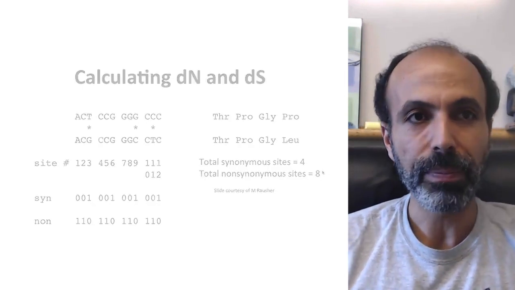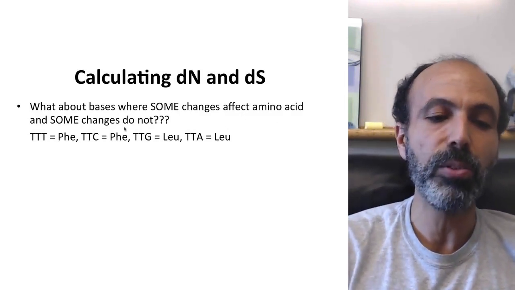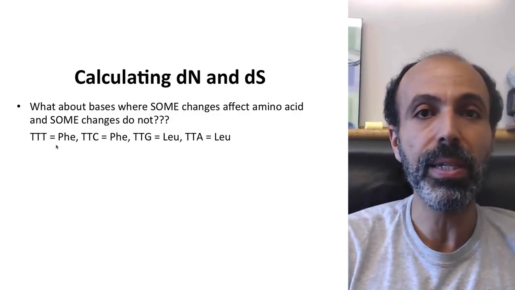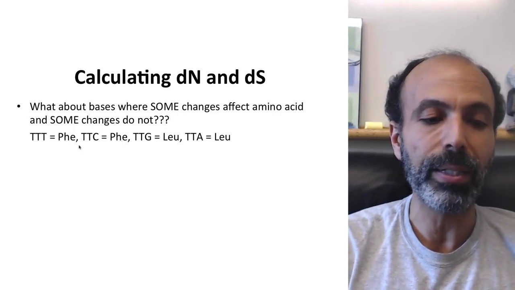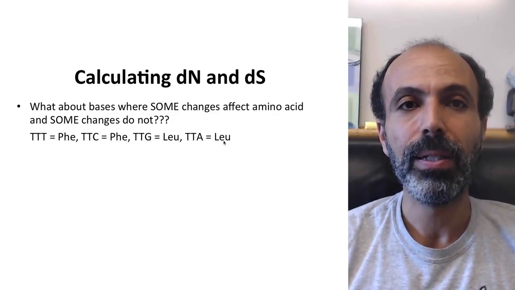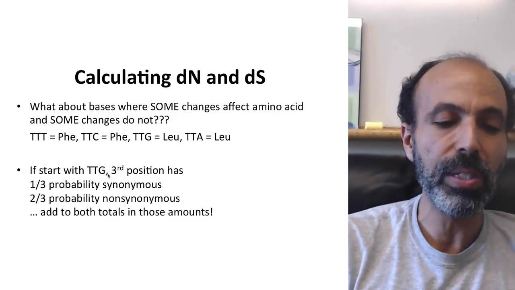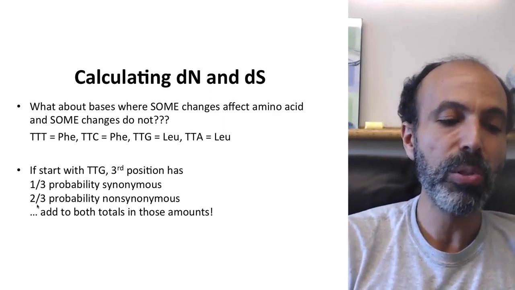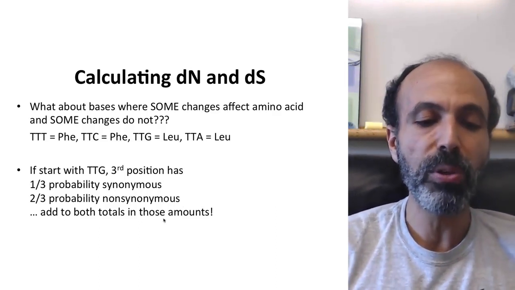Now you may be wondering, what about bases where some changes affect the amino acid and some changes don't? One example would be this one, TTT. If you started with a TTT, which is a phenylalanine, you could change from TTT to TTC, and that's still phenylalanine. But if you change that third nucleotide to a G or an A, it becomes a leucine. That's a little bit trickier to deal with, but it's not so bad. Essentially, your third position has a 1/3 probability of being synonymous and a 2/3 probability of changing to a non-synonymous. So you add both those totals into those amounts.